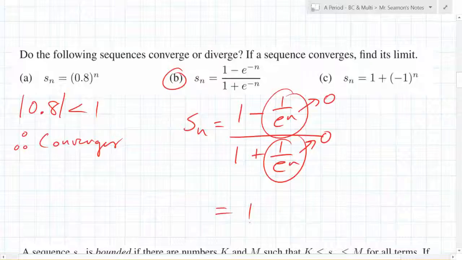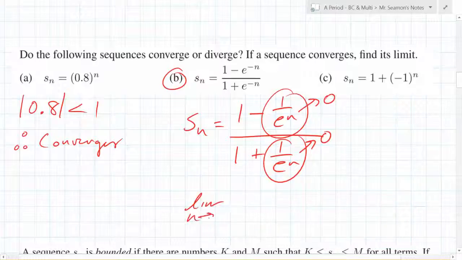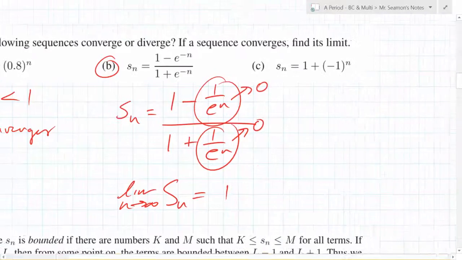1. So the limit, sorry, I'll write this properly. The limit as n goes to infinity of Sn, what's that going to go to? 1. That's correct. Let's look at the next one.